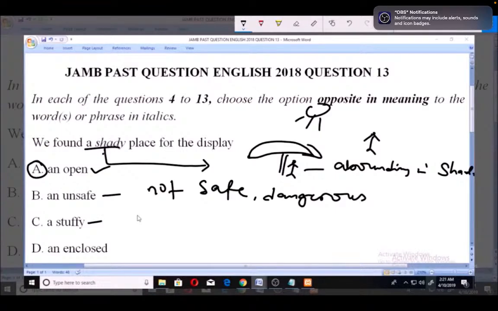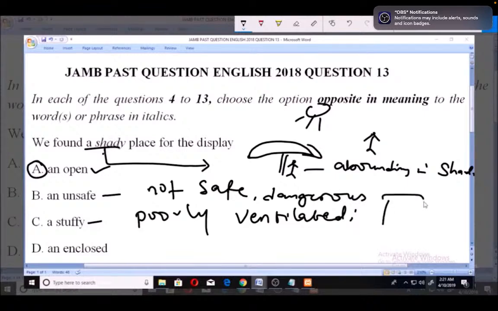A stuffy place means a place that is poorly ventilated. Your room can be stuffy. If you get to your room and there are plenty of things in it, your luggage, everything in the room, you will not be able to breathe well. So a stuffy room is a poorly ventilated room. You come into the room, you have your television, your bags, your table, everything is inside the room. So there is not much ventilation. Air will not be able to come in. So such a room is called a stuffy room.